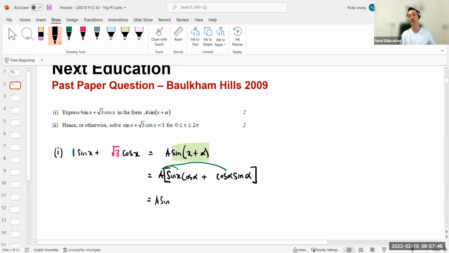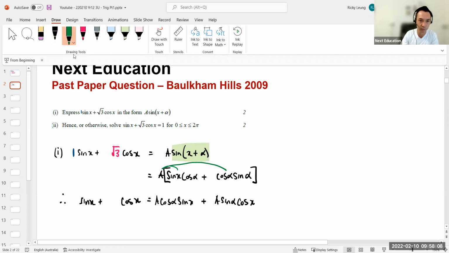Can I ask a favor? I always ask this of the students. Can I put the cos alpha first? It's just easier to demonstrate a point. So when I expand, sine x plus A. Once again, let me reverse your sine alpha cos x. So therefore, sine x plus cos x, with a 1 over here and a √3 over here, equals this.